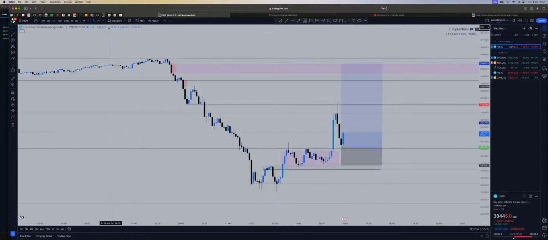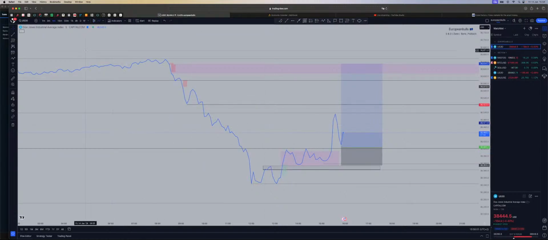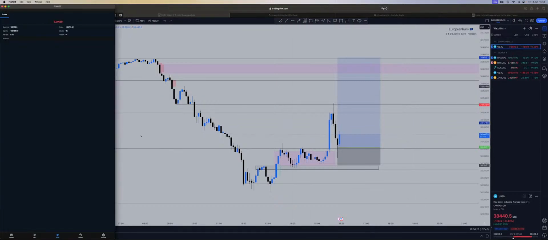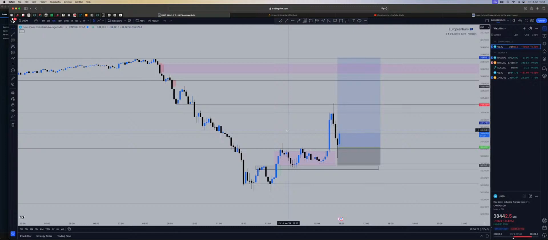But this looks very promising. The structure looks very nice. Very, very nice. If there was no news today, my god, I would have held till this 4-5 hour. I would have left the trade open. Let's see what's going on in 3 minutes.